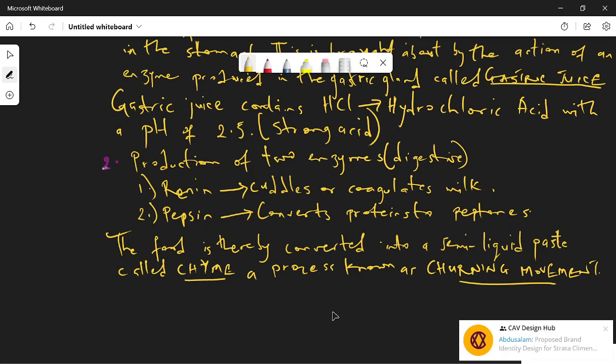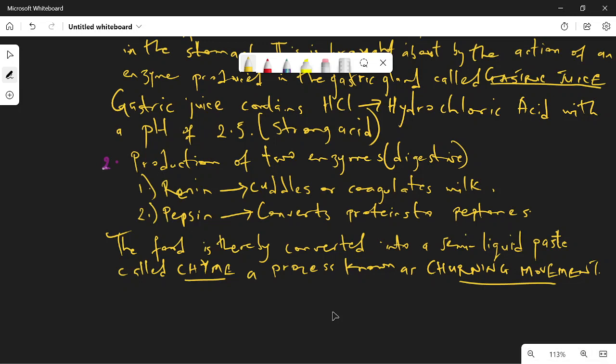Actually, the duodenum is the entrance into the small intestine. So in some textbooks, they might omit the duodenum, but what happens in the duodenum will be specifically explained in that aspect. So what happens in the duodenum is what we want to talk about now. The fifth organ is the duodenum. So what happens in the duodenum?